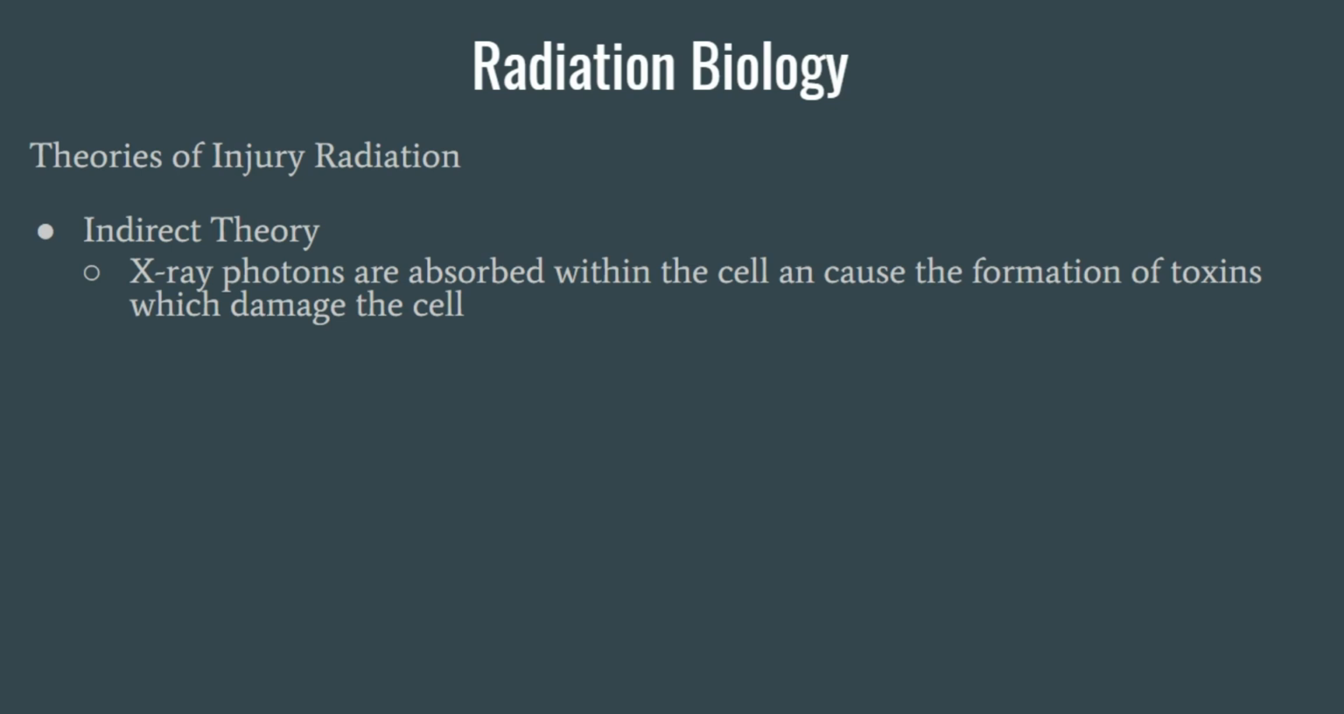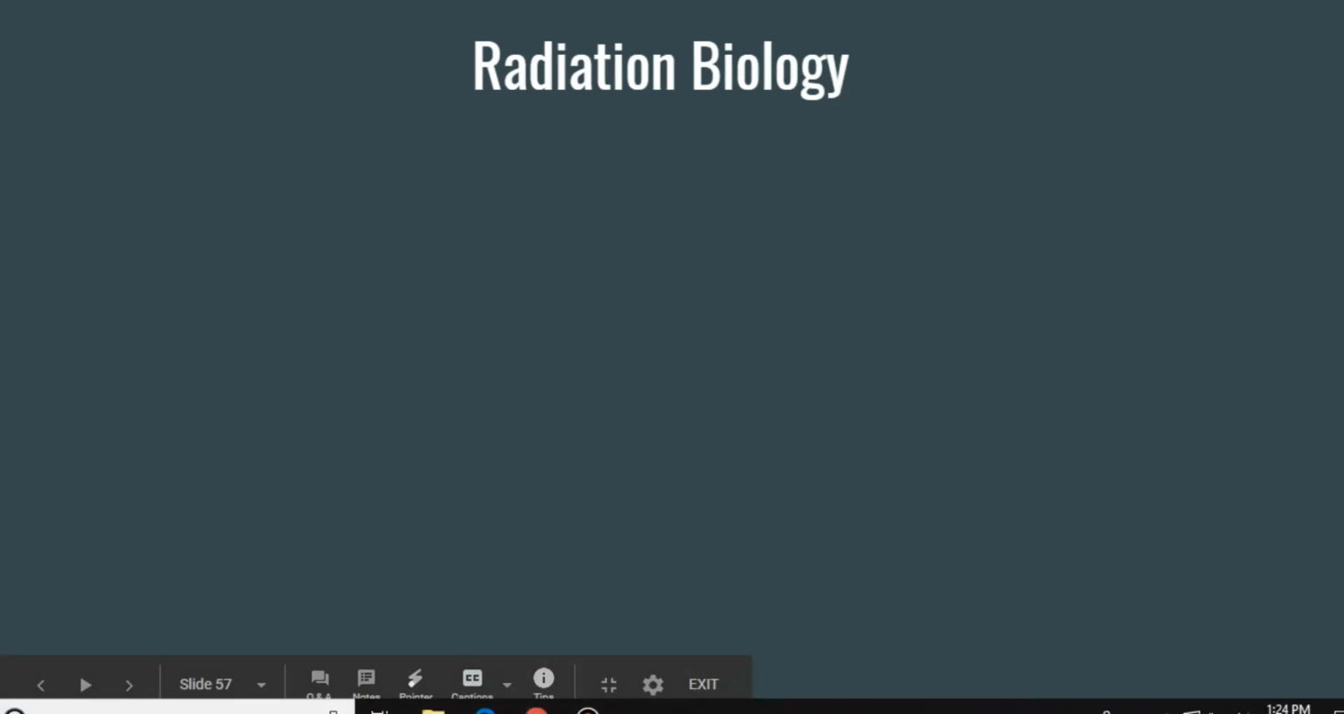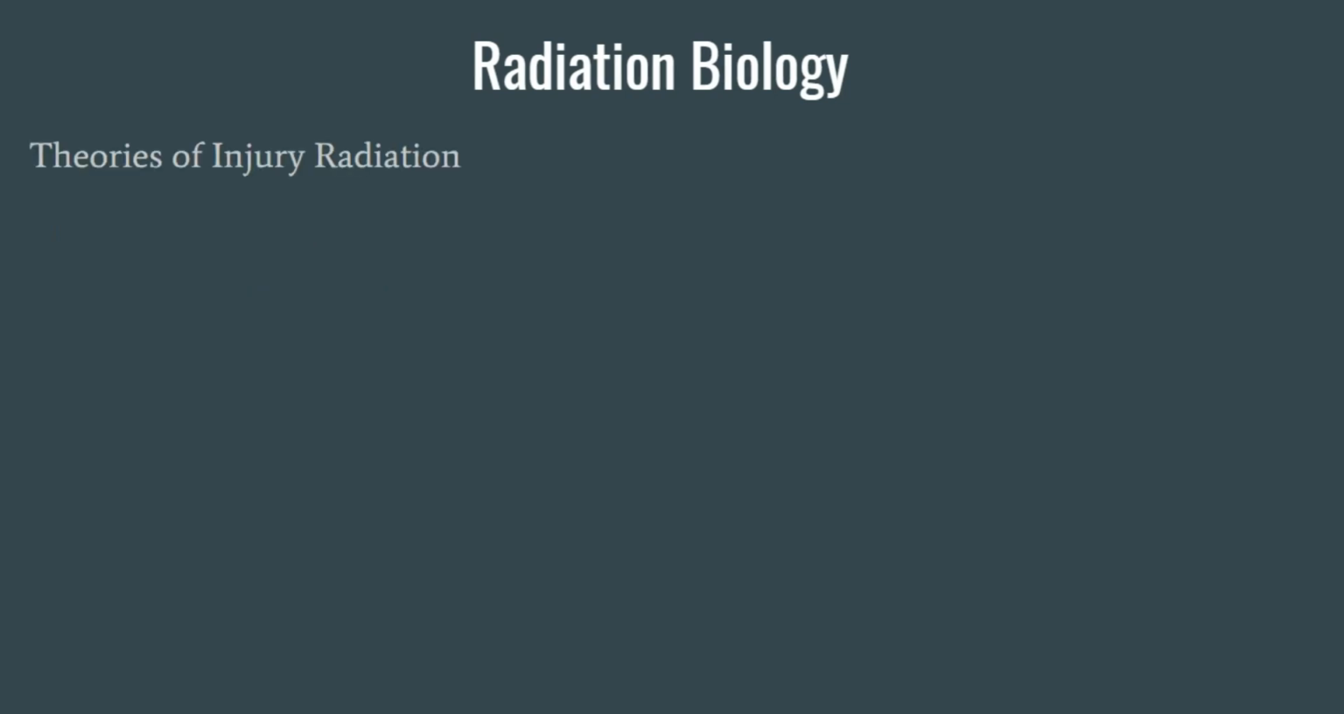which damage the cell. I found an error on that slide, so I'm starting over again with that section. This would be the second theory of radiation injury, indirect theory. So the second theory of indirect radiation, scratch that, let me try that one again.